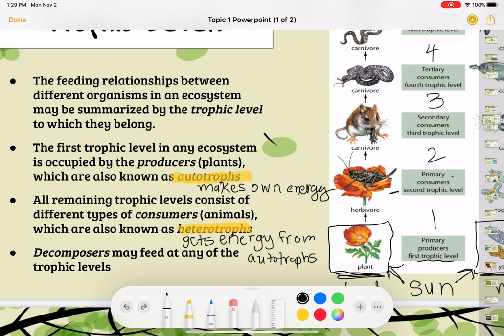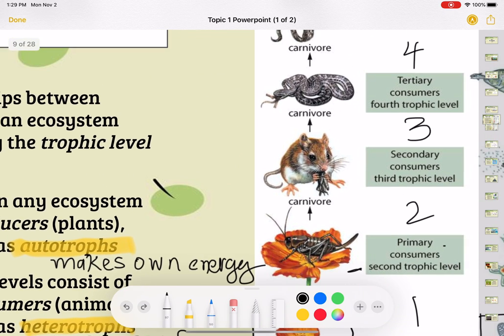That plant is eaten by a herbivore, which here is a grasshopper. So a grasshopper eats the plant. The grasshopper can't make its own energy, but it gets it from the plant. Now we go even farther up. We've got a carnivore, a mouse. The mouse can't make its own energy, so it eats the grasshopper. And the grasshopper got its energy from the plant, which got its energy from the sun.